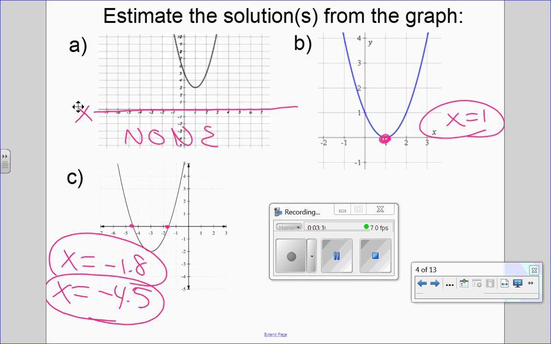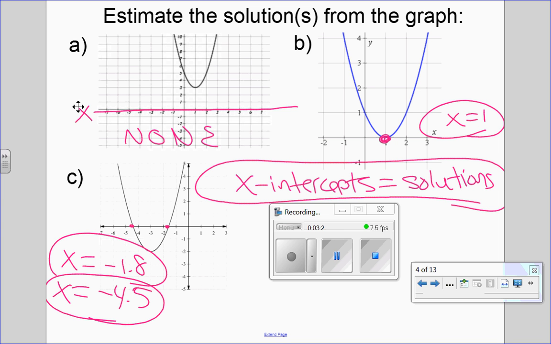So if there's anything for you to write down so far in your notes, it's that x-intercepts are the same thing as solutions. We talked about that a while ago, but this is a refresher. X-intercepts are the same thing as solutions. They're also called zeros, and they're also called roots. If you would ever hear a math teacher mention zeros or roots, they're just asking you to find the solution, or the x-intercepts.